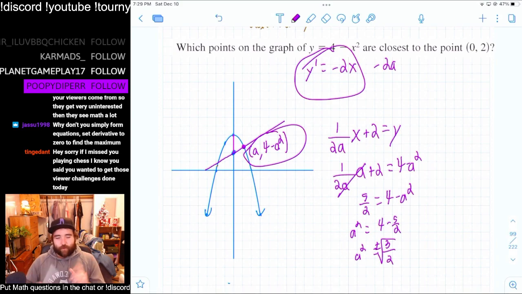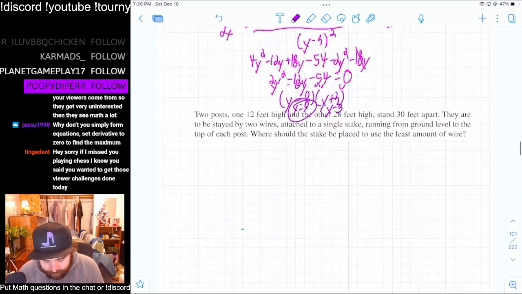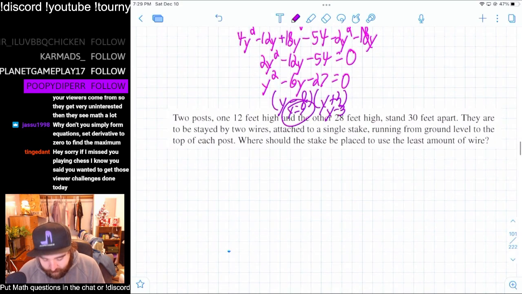I had to think about it for a little bit. I had to pause for a bit and think about it. But that is how you do that problem. All right, let's do a new one. Hopefully I can do this one first try.